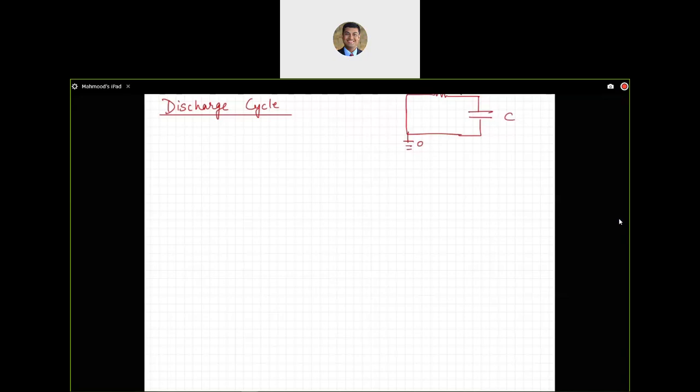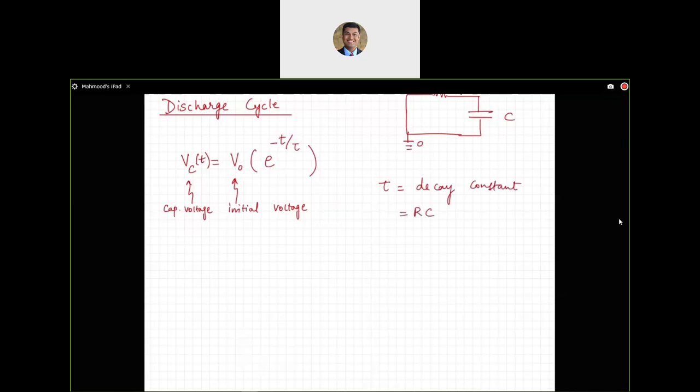Well, it is going to discharge by this equation. It's going to be a different equation. The voltage, say initially it is V0. That's my initial voltage. And VC, the voltage across the capacitor, as a function of time is V0 times e to the negative t divided by tau. Tau is again the same decay constant or time constant, which is RC, the product of R and C.